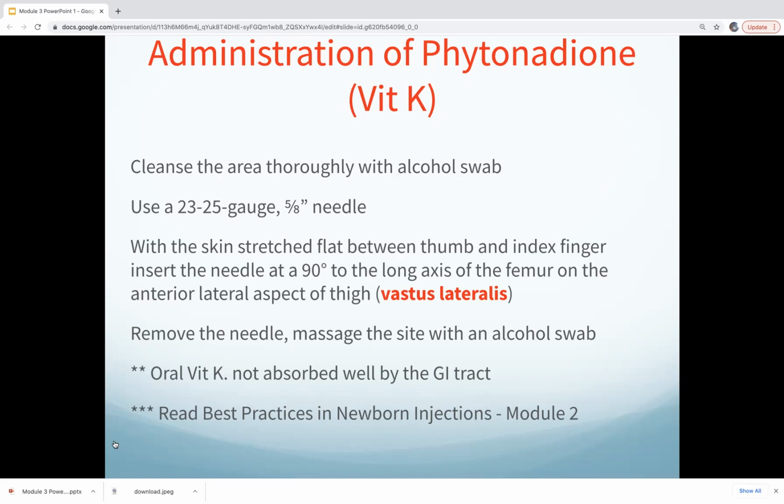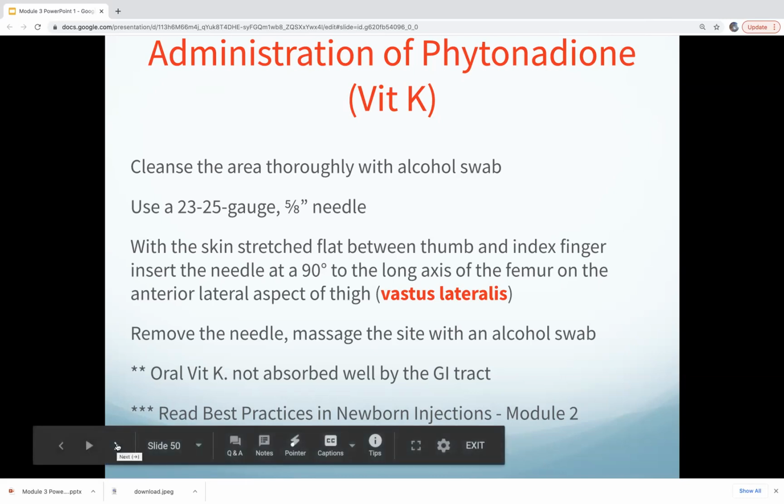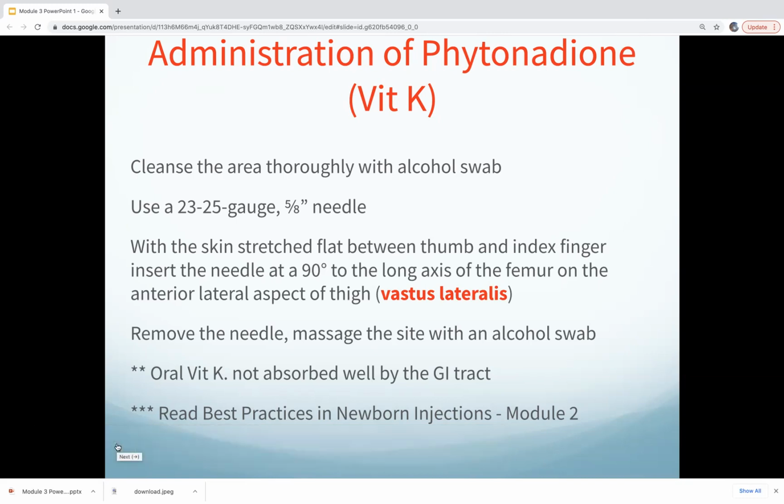Again, oral vitamin K is not well absorbed. And again, I have an article called Best Practices in Newborn Injections. I will be posting what I want you to do with that article in announcements, and that'll be in preparation for, I want to say, the April 6th and April 7th lecture.